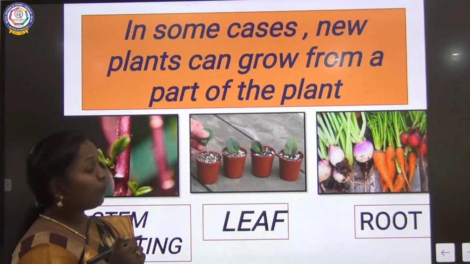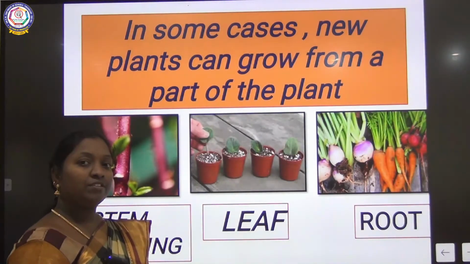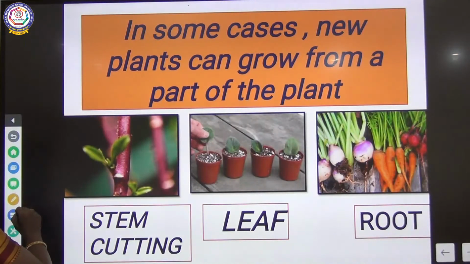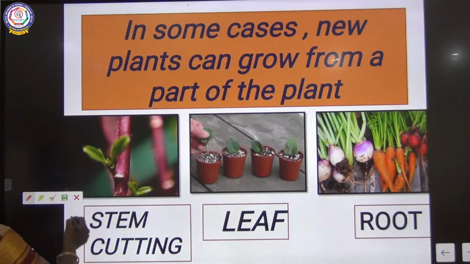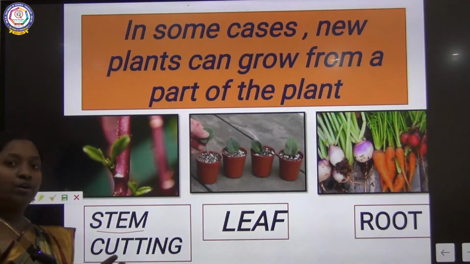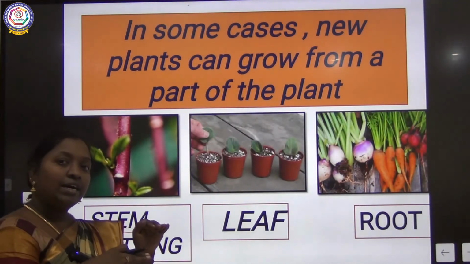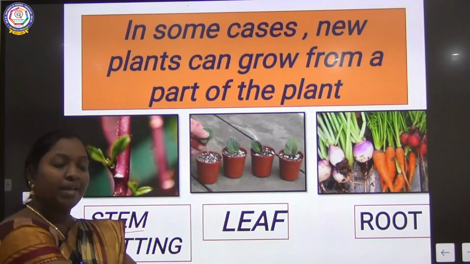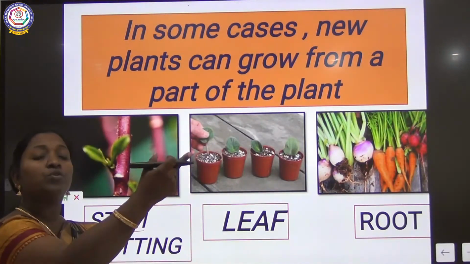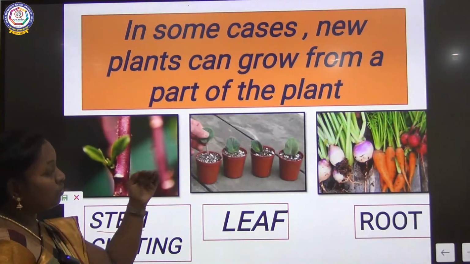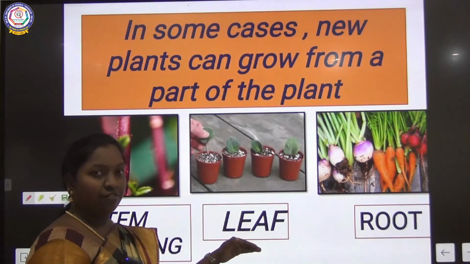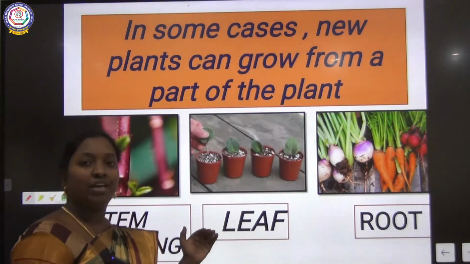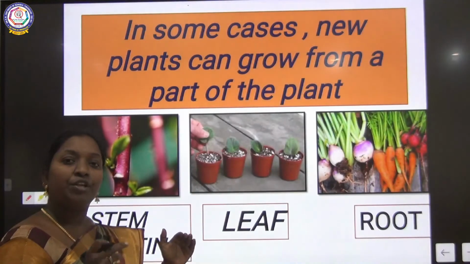Some other way. What are the ways it helps to produce its next new plants? By stem cutting. In a shrub plant, if you cut a branch and place it somewhere else, that also will grow into a new plant. So the next way is by cutting off a leaf, and then by taking a part of a root. Through this way, plants also produce a new plant.